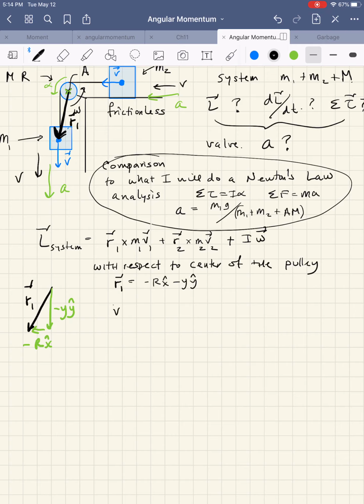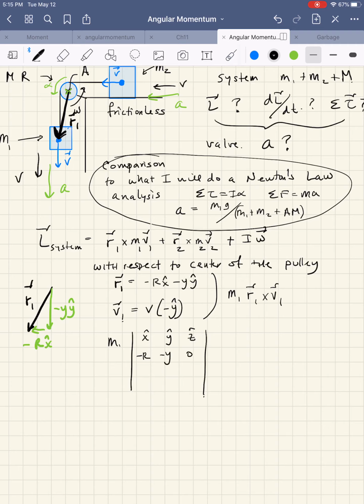And so my V sub 1, again, for mass one, is just magnitude V in the minus y hat direction. You can see that I have R crossed M1 V1 to take, which, since M1 is a constant, can be written as M1 times R1 crossed with V1. So I'm going to take the determinant of that cross product: M1 times x hat, y hat, z hat. R sub 1 is minus r, minus y, 0. V sub 1 is 0, minus V, 0.